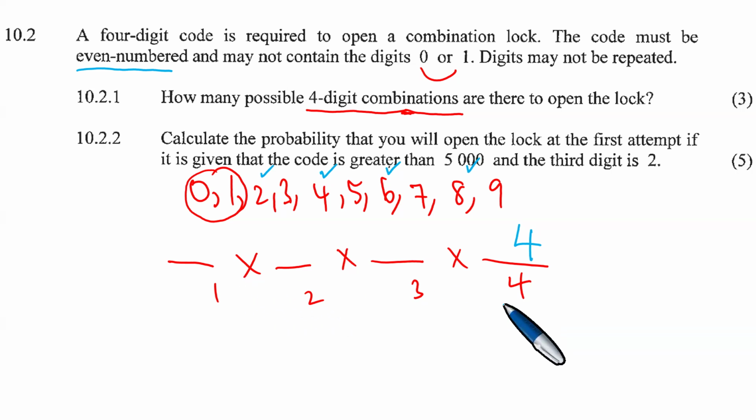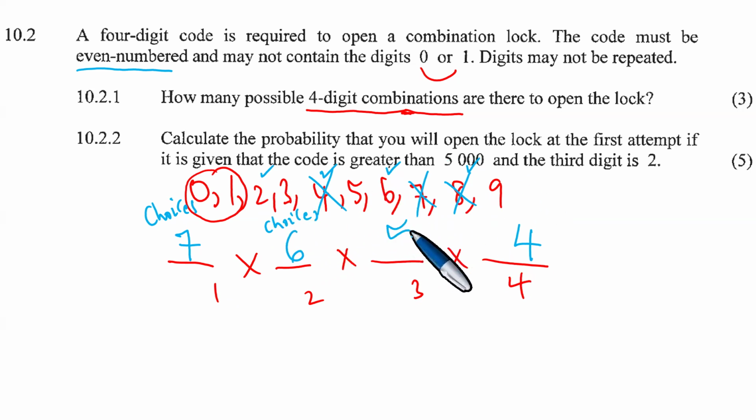Now, after you have chosen the digit, maybe you chose 4, so 4 is out, but also 0 and 1 are out. You are left with 1, 2, 3, 4, 5, 6, 7 digits, so you have 7 choices to make. After this one has been chosen, maybe you chose 8, then you have 6 choices to make. After that, maybe you chose 7, you'd have 5 choices to make.